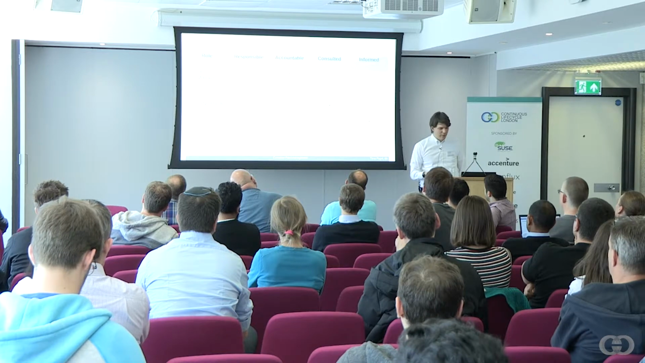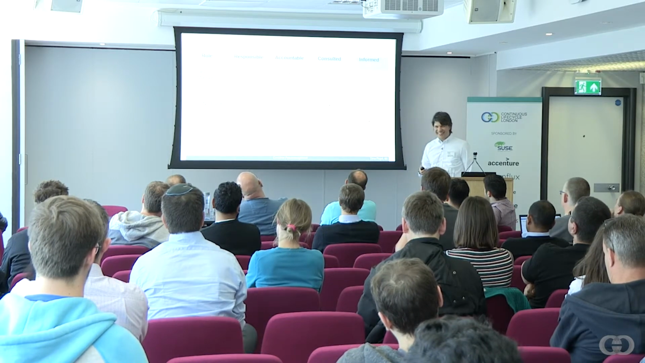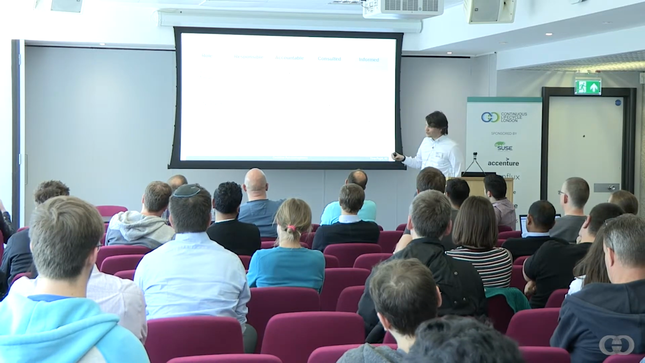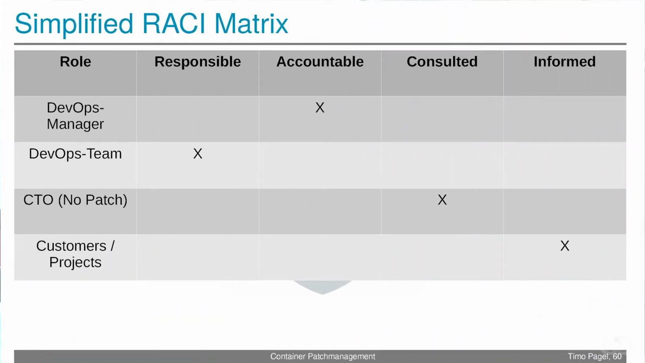Whom of you have ever heard about a RACI matrix? Responsible, accountable, consulted, and informed. Oh, a few. Very good. When you talk with information security consultants, they love this RACI matrix. So the DevOps manager is accountable that the DevOps team is performing scans and responding to vulnerabilities. He doesn't have to do it himself. He's accountable that the team is doing it. He's not responsible to actually do it by himself. He just needs to make sure that in case someone goes on holiday, it's getting done.